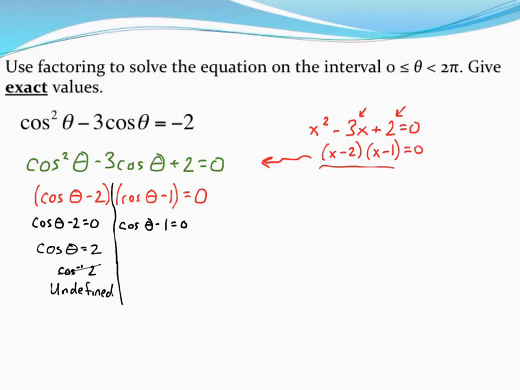If I try the other side, though, I'd have cosine of theta equals 1, and looking in my trig chart under the cosine column, I can see that there is an angle that does that. An angle of 0 gets me a cosine of 1, and that's the only answer this time. So there is my one and only solution to this problem. Theta is equal to 0.